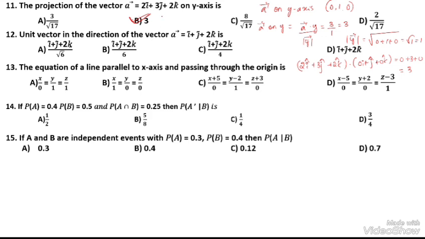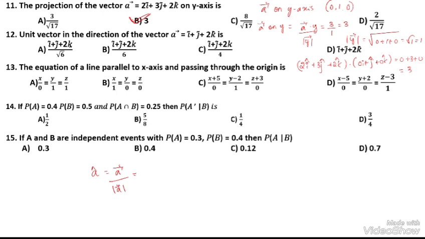Question number 12. Find the unit vector in the direction of the vector A. Okay, we have to find the unit vector. What is the unit vector? Usually, the unit vector can be denoted as a cap. That is, a cap is equal to vector A divided by the magnitude of vector A. This is the unit vector.